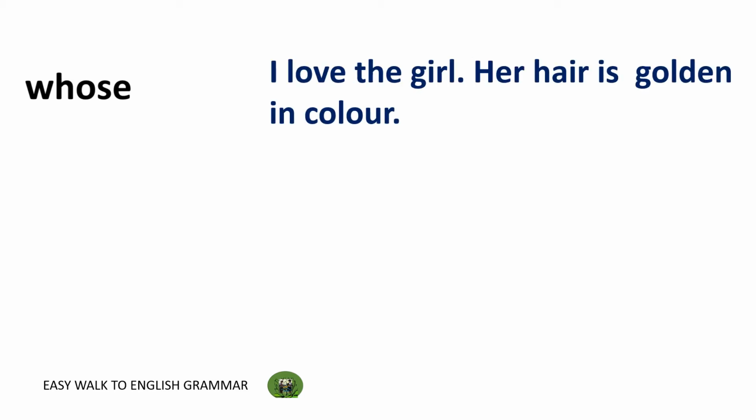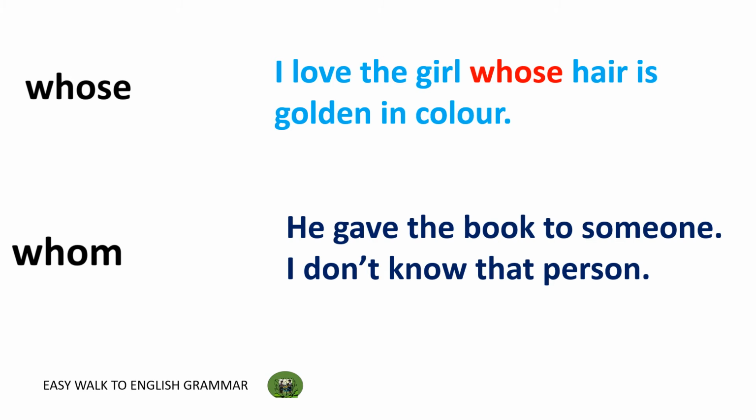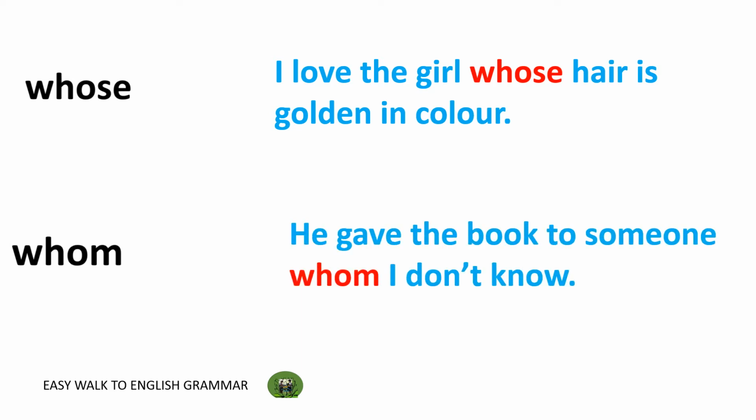Now we can look into the use of whose to connect individual sentences. I love the girl. Her hair is golden in color. I love the girl whose hair is golden in color. Next is whom. He gave the book to someone. I don't know that person. He gave the book to someone whom I don't know.